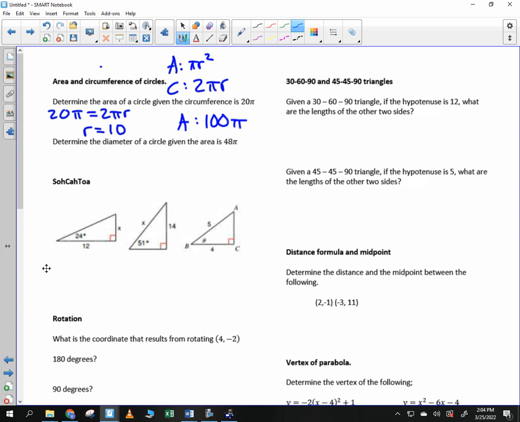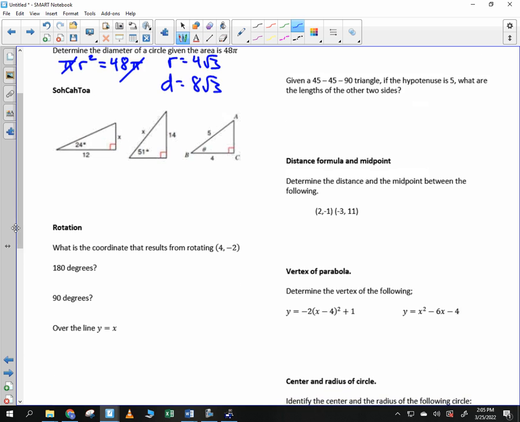It says to find the diameter of the circle, the circle has an area of 48 pi. So pi r squared is equal to 48 pi. How do we solve that? Yep, the pi's cancel. What is the square root of 48? 4 roots of 3. So if the radius is 4 roots of 3, what's the diameter? 8 roots of 3. Good, 8 roots of 3.